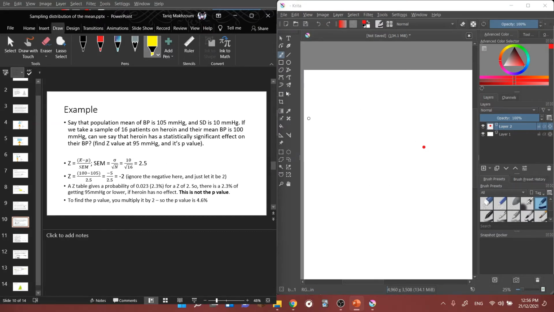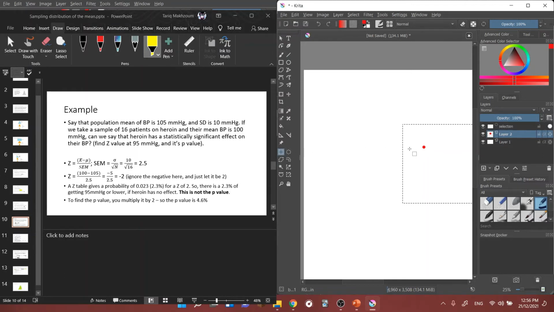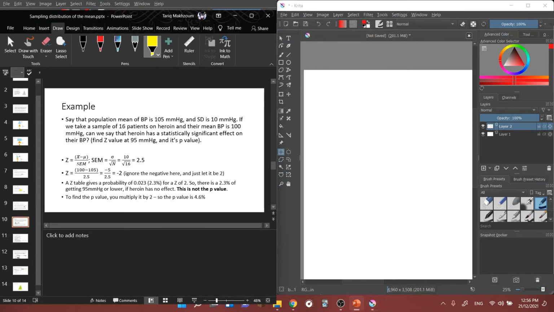So I'm just going to go over this example here. Right, so we have a population. We have a population here, and its mean is 105, right? So I'm just going to make a note of that.